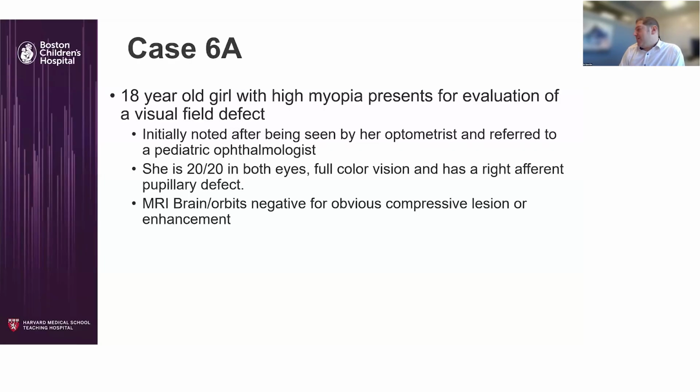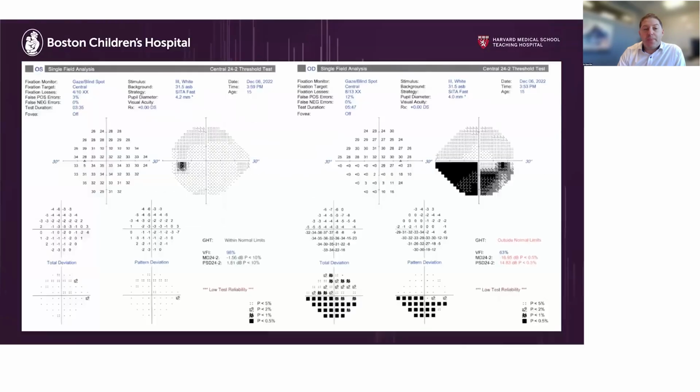All right. Home stretch. So case 6A. This was an 18-year-old girl with high myopia who presented for an evaluation of a visual field defect. It was initially noted after being seen by her optometrist and referred to a pediatric ophthalmologist, who then referred her to me. She was 20/20 in both eyes. She had full color vision, but she had a right afferent pupillary defect. MRI brain and orbits was negative for obvious compressive lesion at this point.